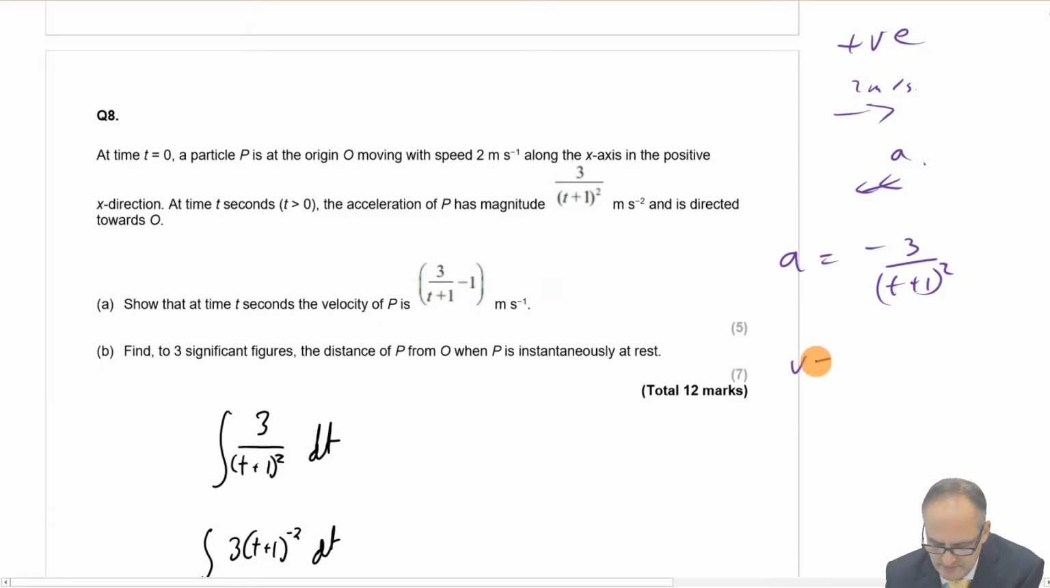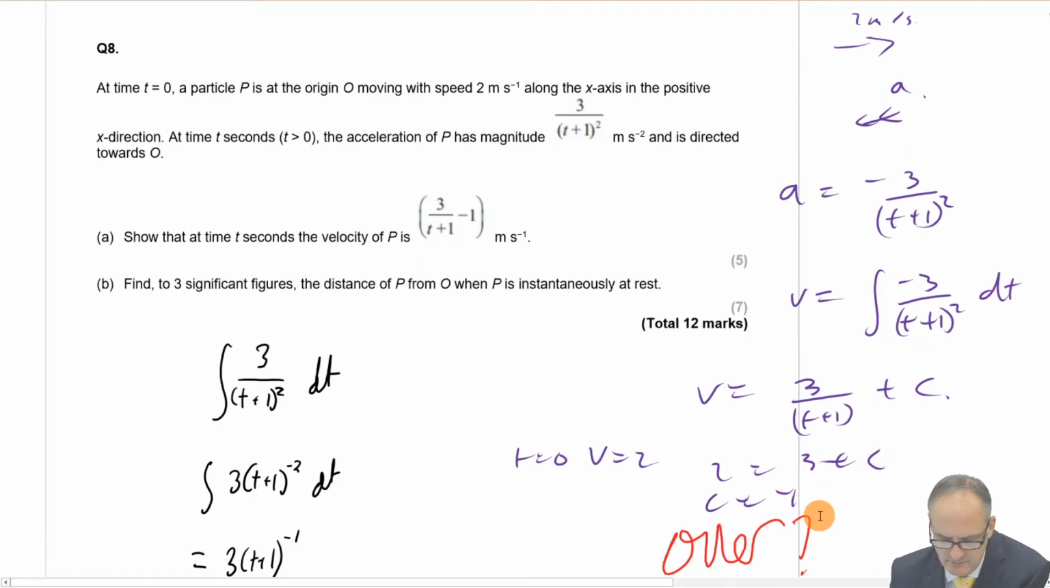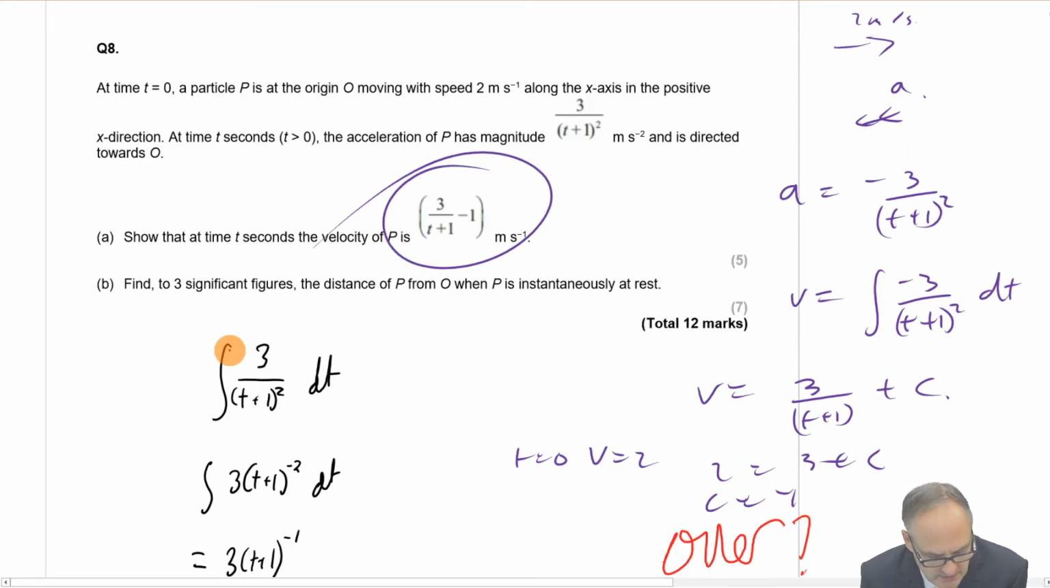So if you integrate this, you get v equals 3 over (t plus 1), because you divide by minus 1 and end up with a plus, plus c. And you know that when t equals 0, v equals 2. So 2 equals 3 plus c, so c is equal to minus 1. And you can see why, therefore, it gives you this answer. Okay. Any questions?